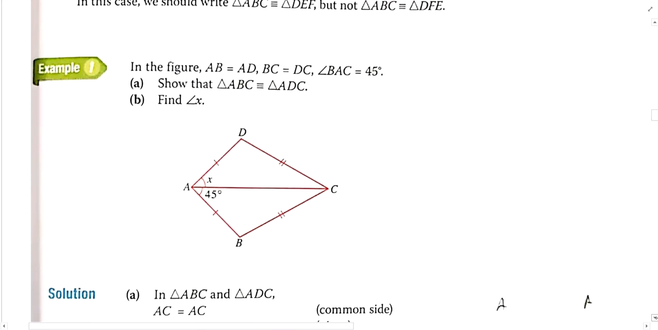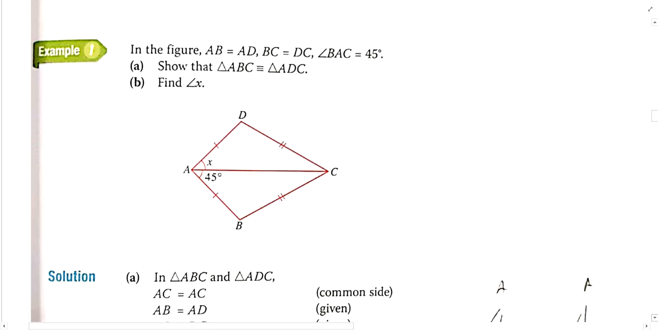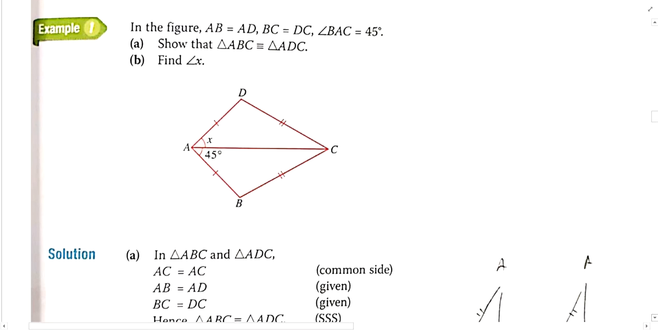Okay, example number 1. In this figure, how many triangles do you see? 2, obviously 2, okay? They say that AB equals AD. So as you read the question, just make little markings to help you. Then they also say that BC equals DC, so 2 dashes on BC and 2 dashes on DC. They also say that angle BAC is 45 degrees, here 45 degrees. Show that triangle ABC is congruent to triangle ADC.